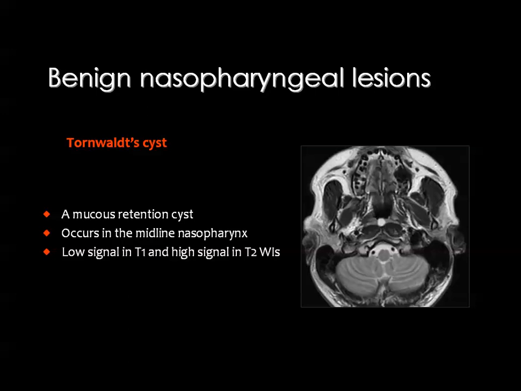Then some of the benign lesions occur in the nasopharynx, like this cyst, which is known as Tornwaldt cyst. It is a mucus retention cyst in the midline of the nasopharynx. This cyst has a typical location and a typical appearance. It will show fluid signal, low signal in the T1, high signal in the T2, and may show bright signal in the T1 if the contents are proteinaceous. But its location and the appearance is almost typical.